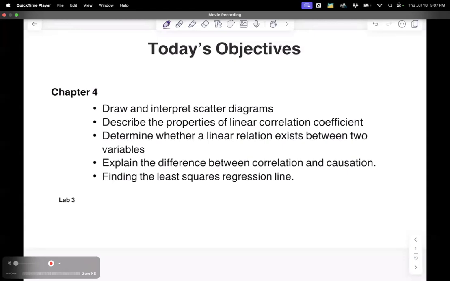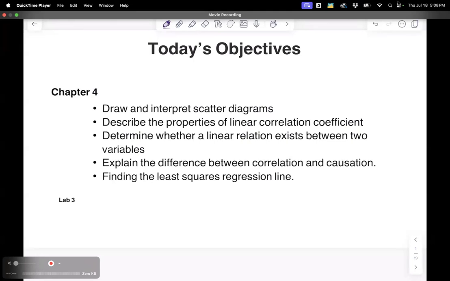All right. So, chapter 4, we're going to be looking at scatter plots, and then we're going to be talking about the linear correlation coefficient. Don't worry if you don't know what that is. I will tell you what that is. And we're going to talk about whether or not there's a linear relationship between two variables. So, whether or not two things are correlated. And then, real quickly, we'll talk about correlation versus causation.